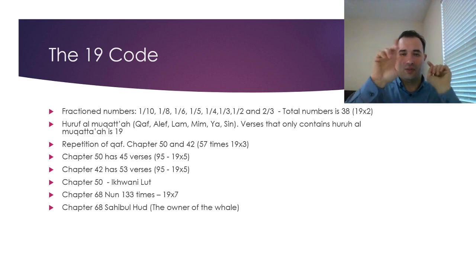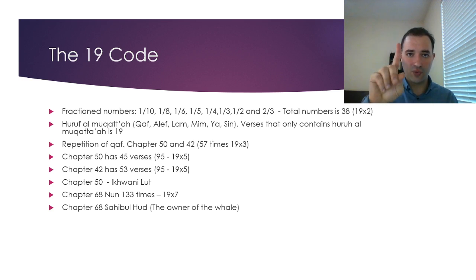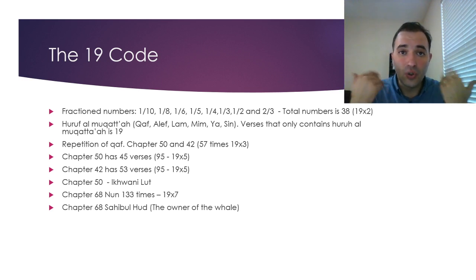ALM, for example, chapter 2, verse 1. ALM, period. Verse 2. What does it say? This is the book that there is no doubt in it. It starts. And you have a lot of chapters that start with huruf al-muqatta'. Like, for example, Qaf, Nun, like N. And until today nobody thought that it could have a mathematical meaning in the Quran.